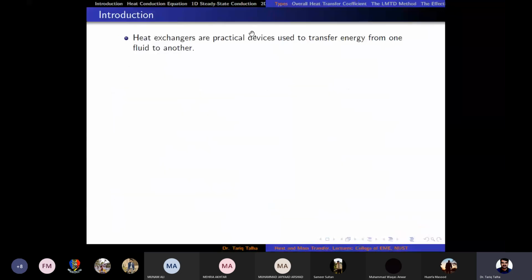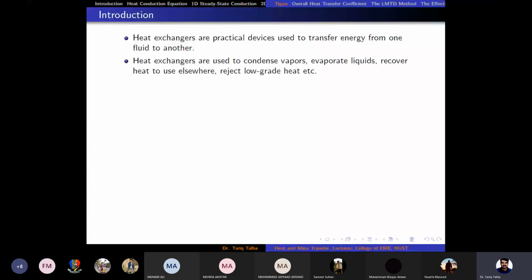Heat exchangers are practical devices which are employed to transfer heat energy from one fluid to the other fluid, right? So it is not like the system-surroundings interaction. It is a kind of interaction of heat between two flowing fluids. Now, heat exchanger, where do we see them?